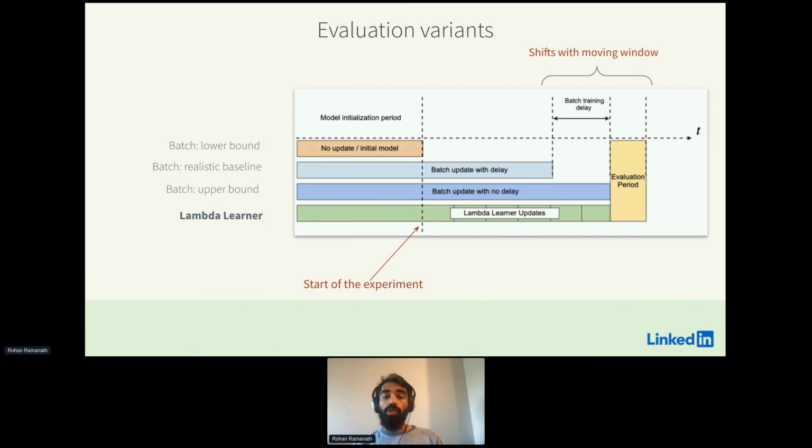The third variant, which has 0 training cost, is a theoretical upper bound. We can never realize this in practice. What this is saying is that if you start training at 10 a.m., you have completed training also at 10 a.m., and you can start serving at 10 a.m. This is just for us to know how much opportunity we are leaving on the table with Lambda Learner. The last variant is Lambda Learner, which has access to the same data as your upper bound. But now the training cost is very close to 0, because training Lambda Learner is not expensive, is negligible, and can be done asynchronously.